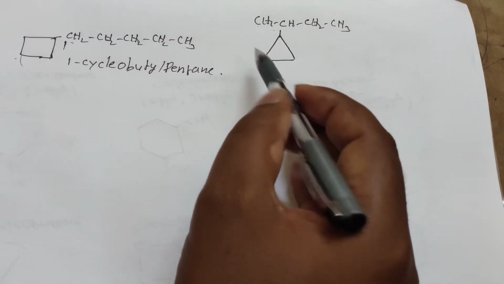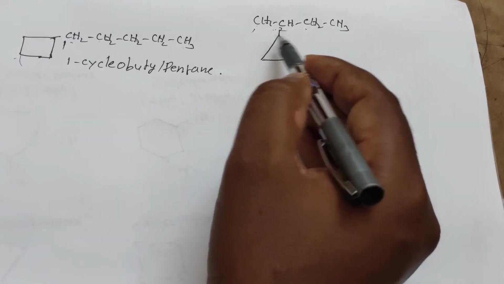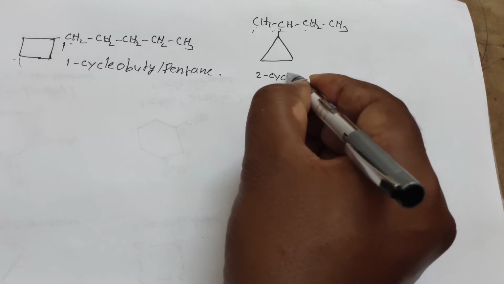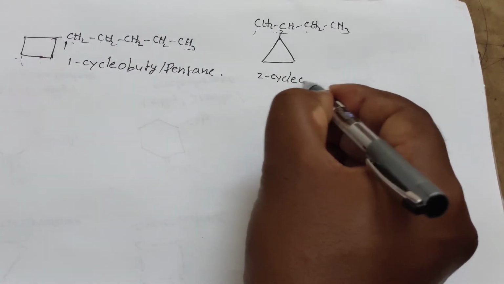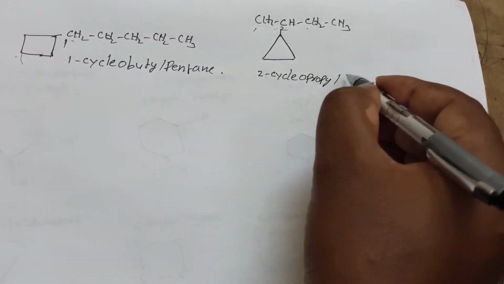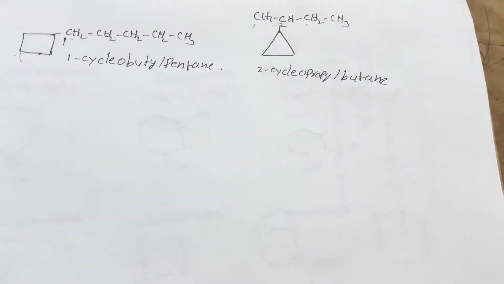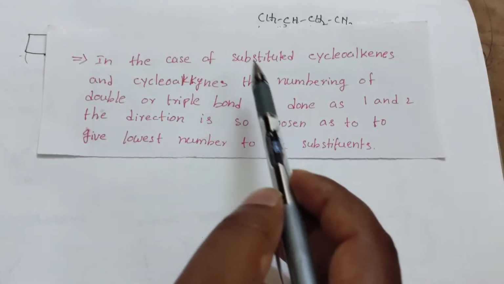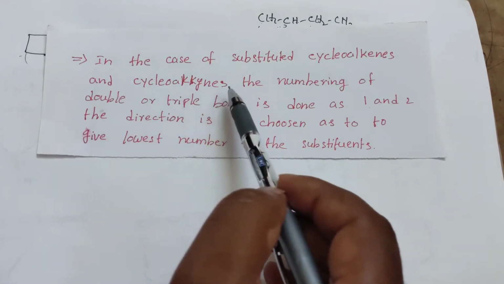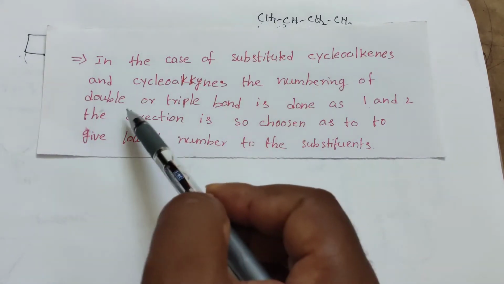So the name of the compound is, I am giving the numbering 1, 2, 3, 4. In the second position they have the cyclopropane. So the name of the compound is 2-cyclopropyl, and the root word is butane. 2-cyclopropylbutane.